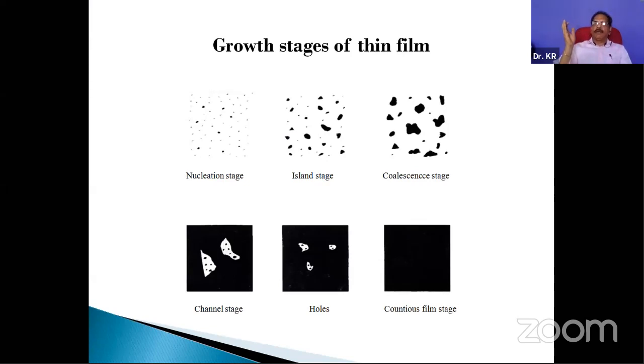Then, on the arrival of further species, the islands grow laterally as well as vertically. Laterally means the surface of the film increases. Vertically means the thickness of the film increases gradually. Then finally, we can get a uniform continuous thin film when the process goes through the channel and the hole stages.